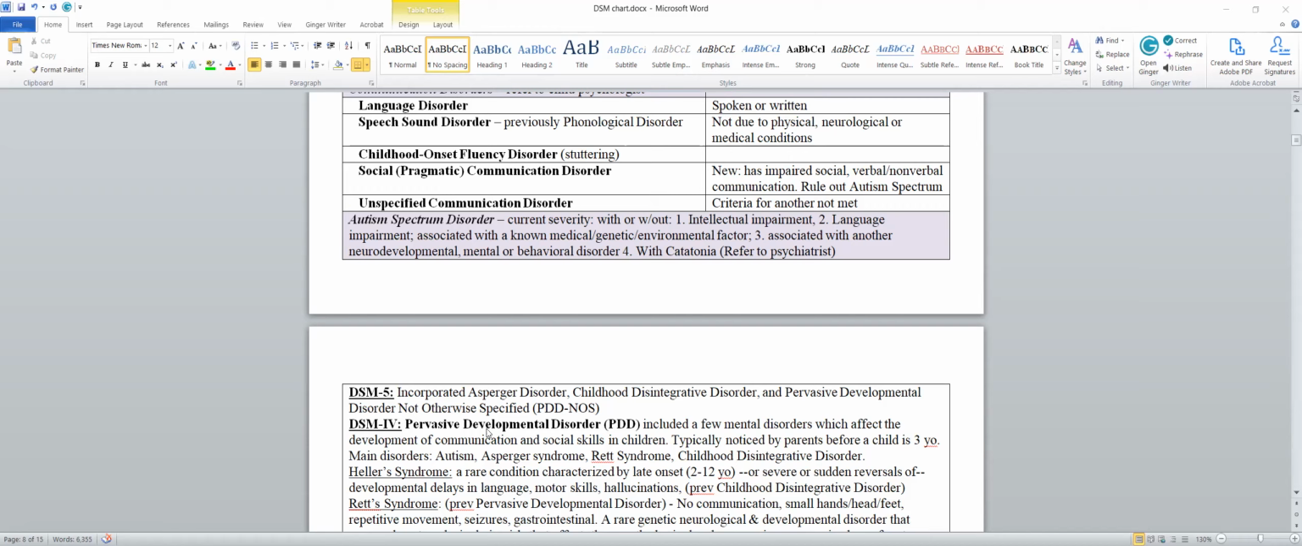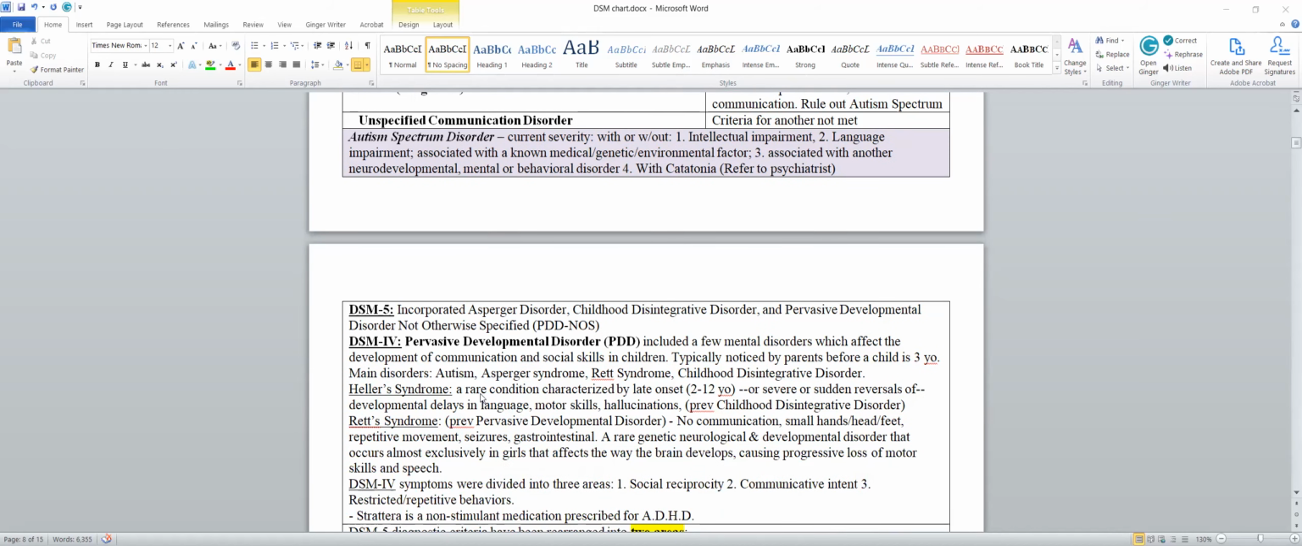Rett syndrome was previously under pervasive developmental disorder: no communication, small hands and feet, repetitive movements, seizures, gastrointestinal issues, a rare genetic neurological and developmental disorder that occurs almost exclusively in girls that affects the way the brain develops, causing progressive loss of motor skills and speech. That was Rett syndrome.